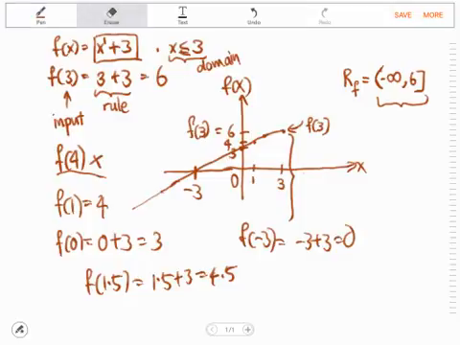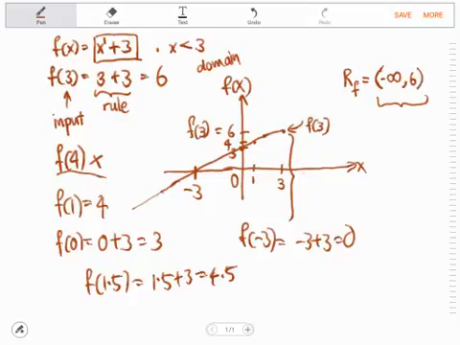If I change the function such that there's no smaller or equal, but strictly smaller than 3, then this interval will change.